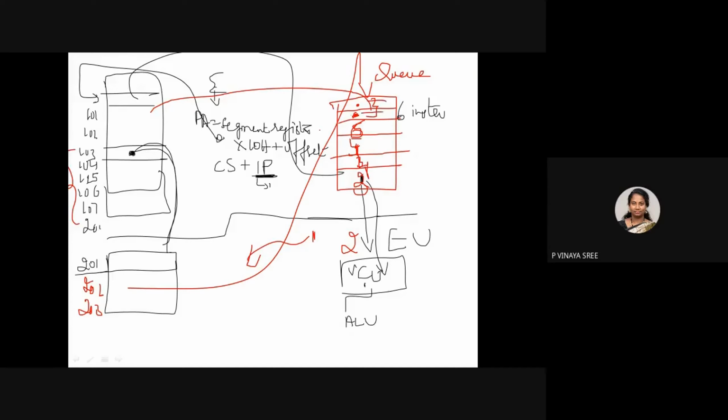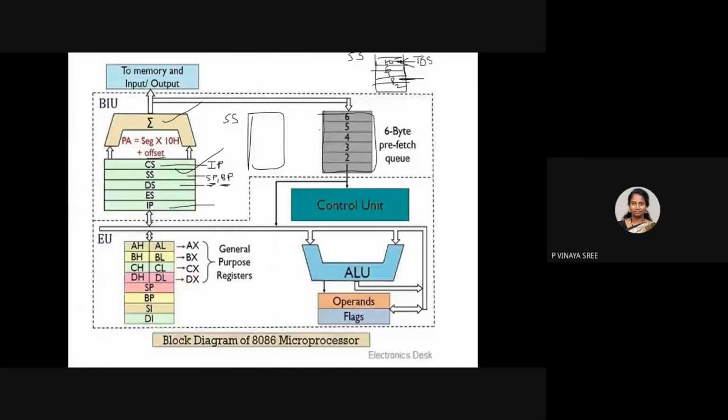Okay, so we have discussed the queue. The queue is cleared when there is a branch or a subroutine encountered in the decoding section; everything has to be cleared and filled with the branch address locations. And the queue is filled when there are 2 empty slots. Okay, next, is it clear to everyone what we have discussed in the BIU?